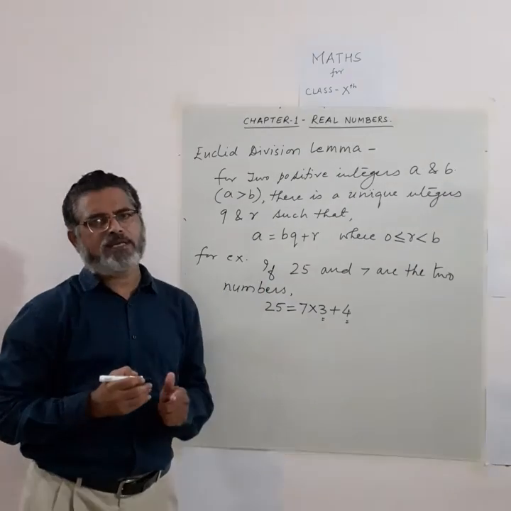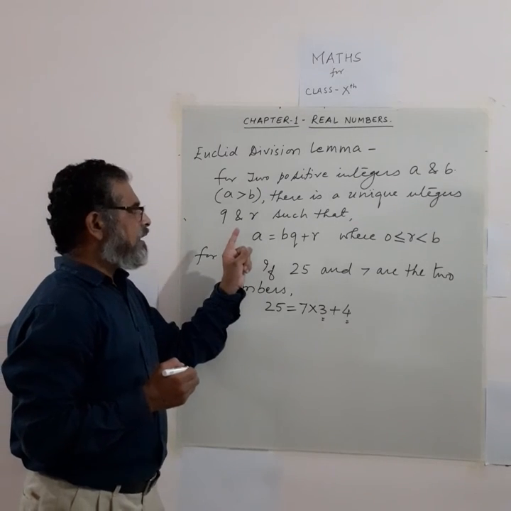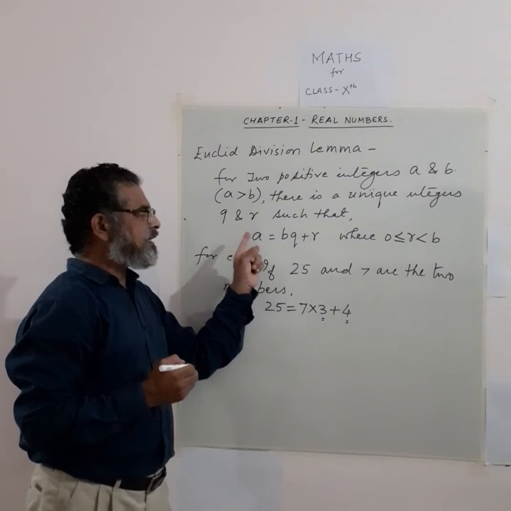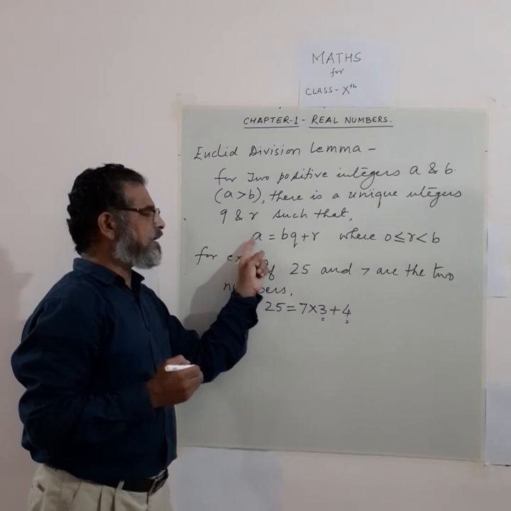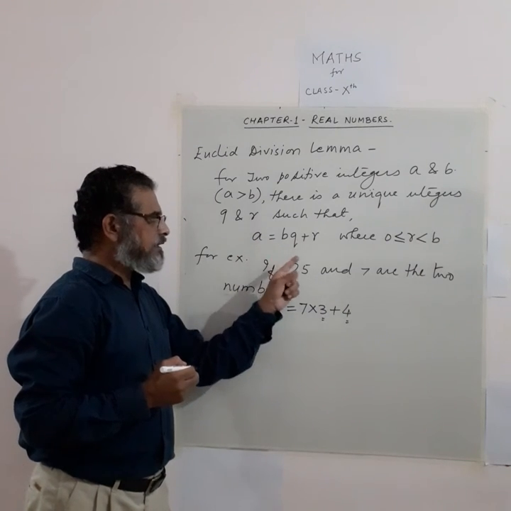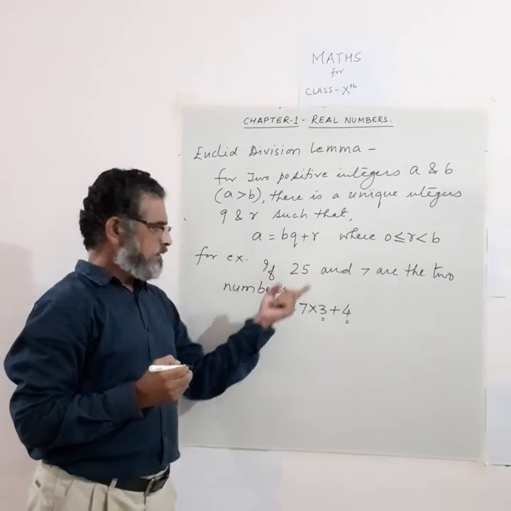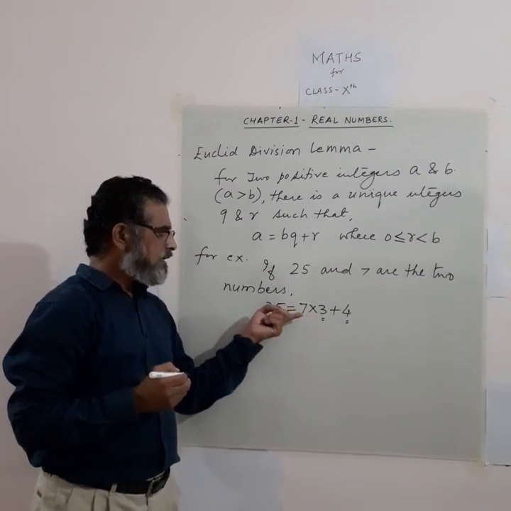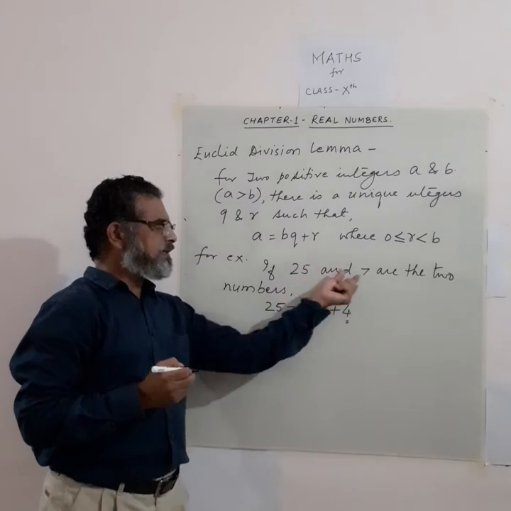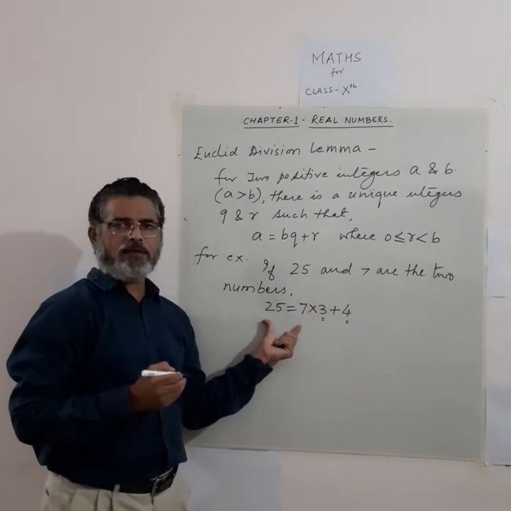In other words, we can say any positive integer can be written in the form bq plus r, just like this. So this is the representation of 25 and 7 by using Euclid's division lemma.